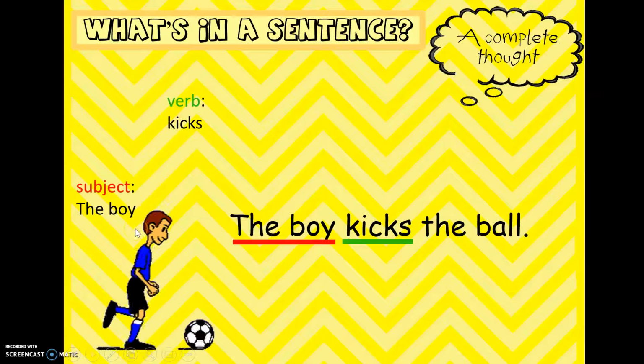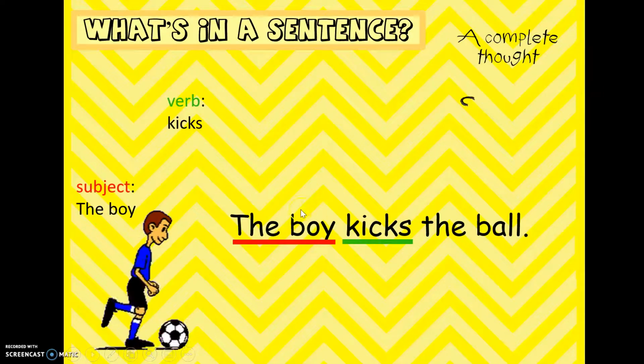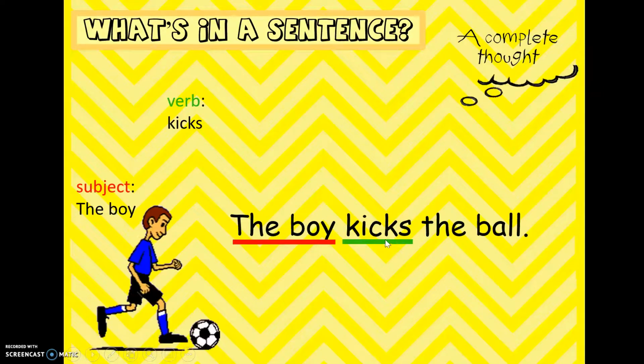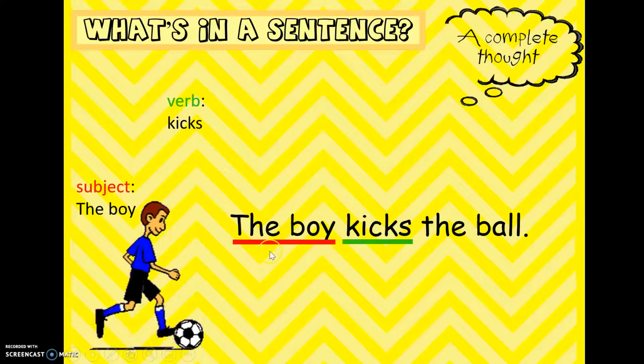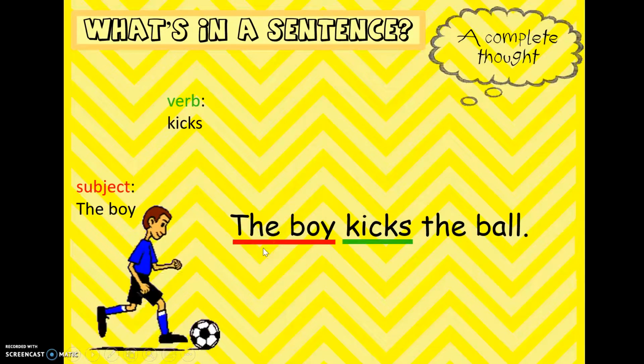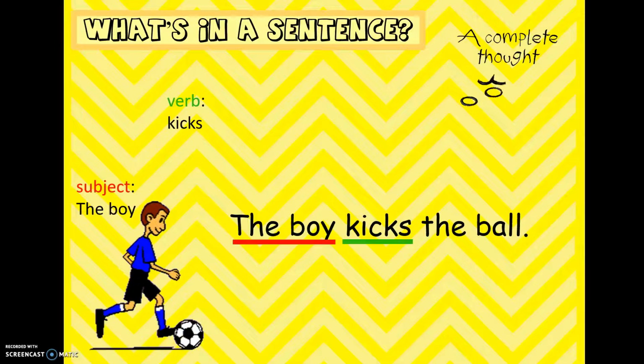The subject is easy to find. First, find the verb, which is kicks. The subject is the person or the thing that is doing the verb. So, in this case, it's the boy.